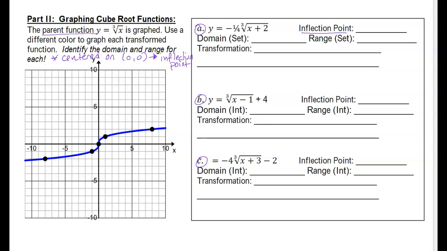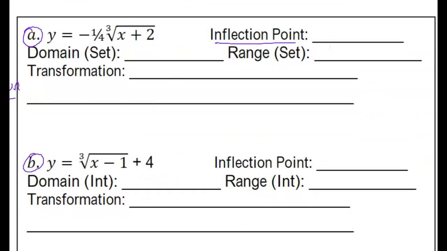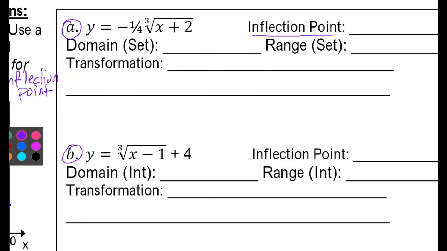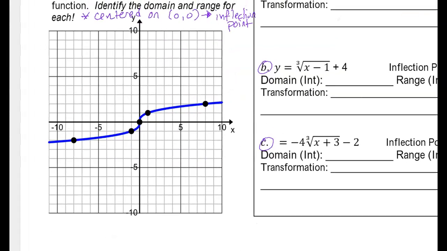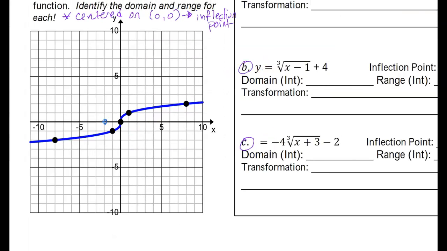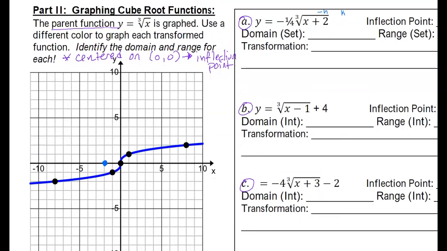All right, guys. What for this one was your inflection point? Yes, -2, 0. And that makes sense because our h is -2 and we do not have a k. So our inflection point is -2, 0. So on my graph, I'm going to graph a point at -2, 0. What other perfect points did you find on your graph? I need at least 2 more for a cube root.